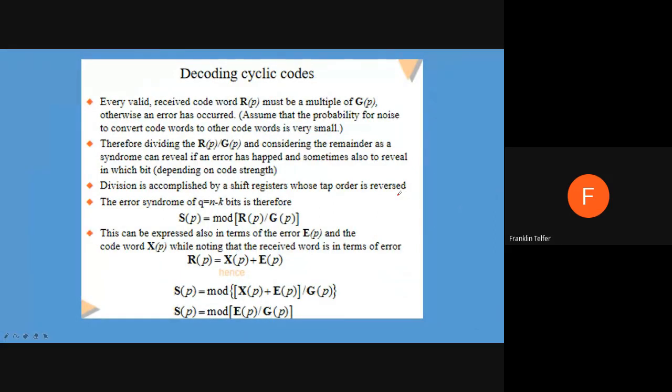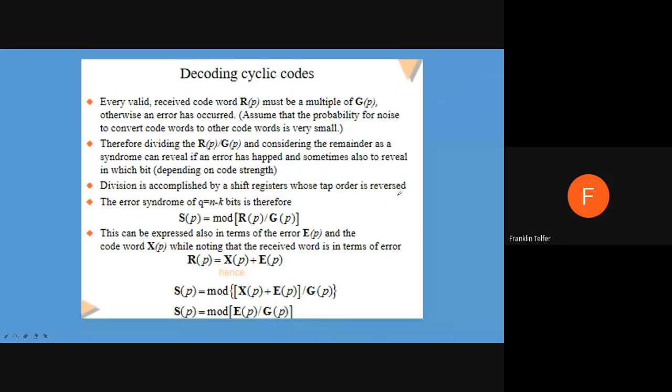So decoding cyclic codes lies on the receiver side. On the receiver, the syndrome calculation has to be done. It is the remainder of R of P modulo G of P, where R is the received message and G is the generator polynomial representation.